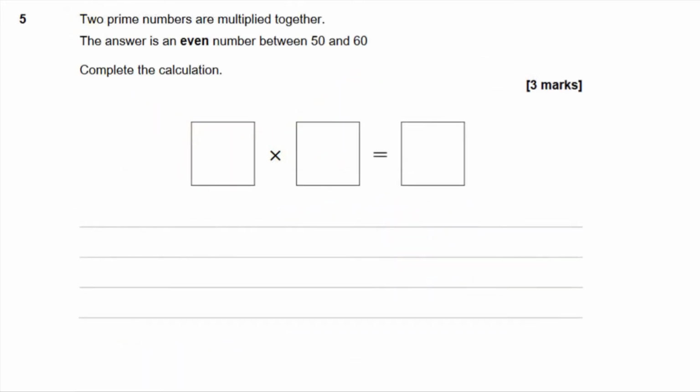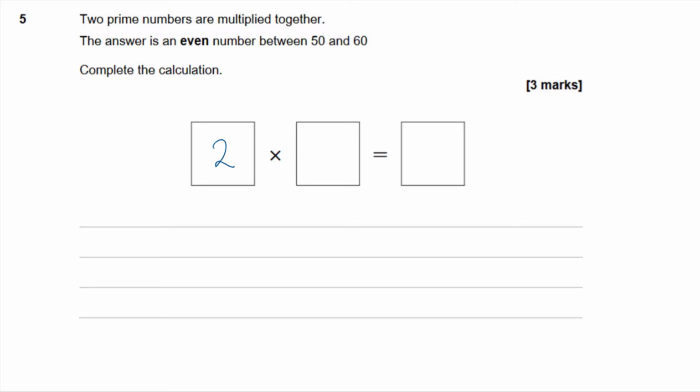Question 5. 2 prime numbers are multiplied together. The answer is an even number between 50 and 60. Complete the calculation. Well, if it's an even number, then I know that one of them straight away is going to have to be the only even prime number that there is, 2, because all the other primes are odd, aren't they? And odd times odd would be odd and not even. So it's going to have to be a 2.